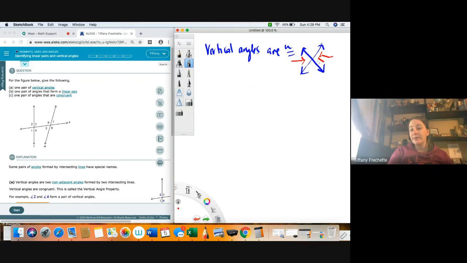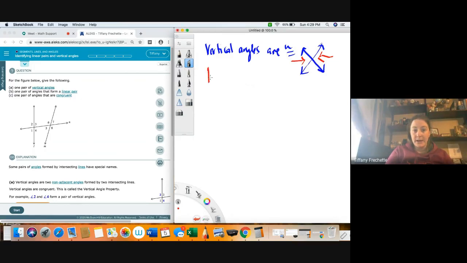So once you identify vertical angles, you will also know which ones to say are congruent. Because in part A we have to identify vertical angles, and then in part C we have to identify congruent ones. Those can actually be the exact same answer. There's no reason they have to be different.